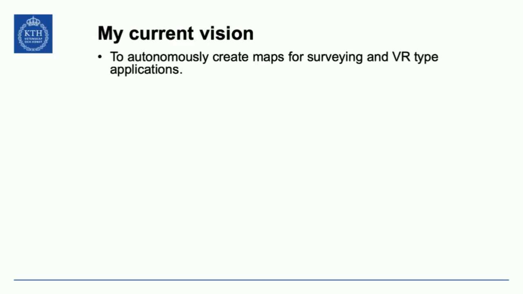So let me end by saying what my vision in this area is. I'm really interested in trying to create maps in an autonomous fashion. By autonomous, I mean you let go of the robot and it should be able to explore the environment on its own. And I'm looking at applications of surveying or VR.